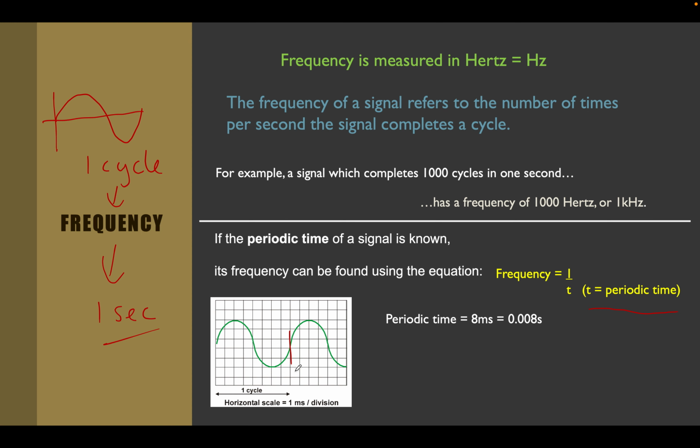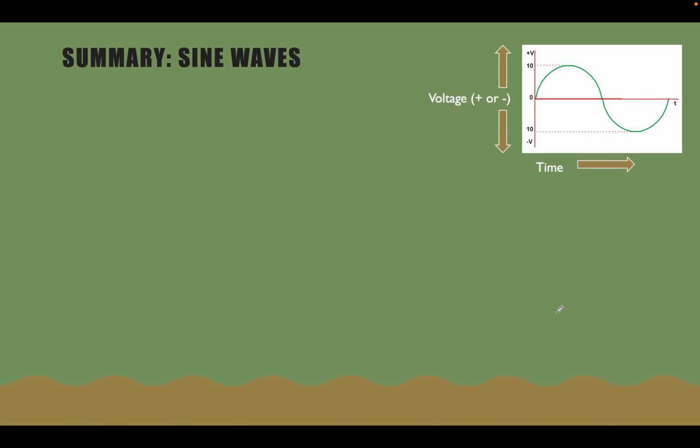So periodic time equals 8 milliseconds. Notice there how I've not gone through that, but obviously we need to convert down to our base value, don't we? Milliseconds is not the base value. Seconds is the base value of time, isn't it? So 8 milliseconds is equal to 0.008 seconds. Practice that if you can't do that. So the frequency is equal to 1 divided by the time. So 1 divided by 0.008 is equal to 125 hertz. So that's the frequency of this particular signal that we're looking at.